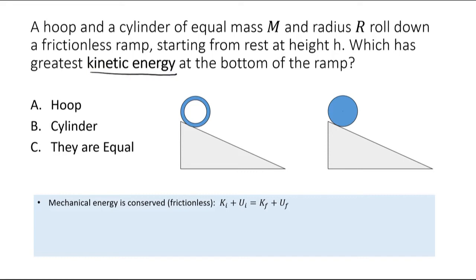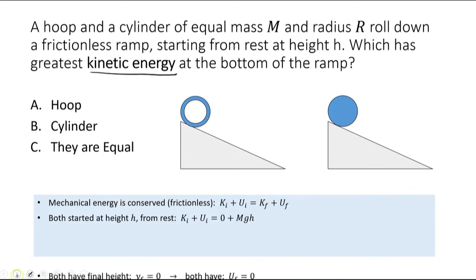All right, and so now we can think about both kinetic energy and potential energy of the cylinder and the hoop at the top of the ramp. So it turns out it's going to be the same for both of them because they're both starting from height h and they're both starting from rest. So that means K initial plus U initial is going to be 0 for K initial since they're starting from rest, and mgh for U initial.